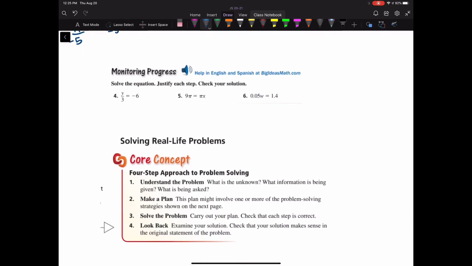Let's look at a couple more of these monitoring progress type problems. And if you want to, you could pause the video right now. You could pause, and you could try these on your own.